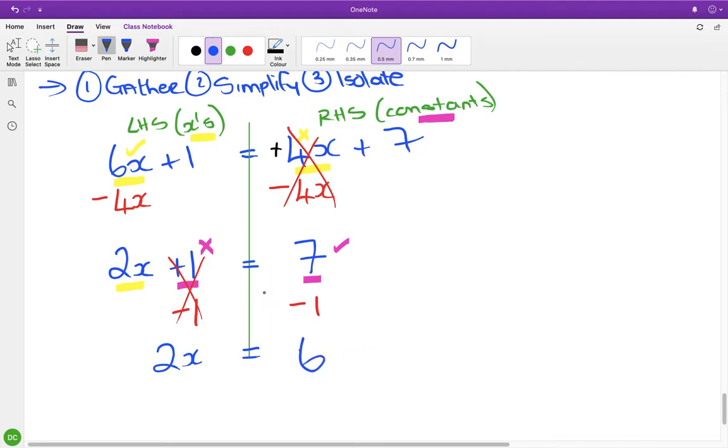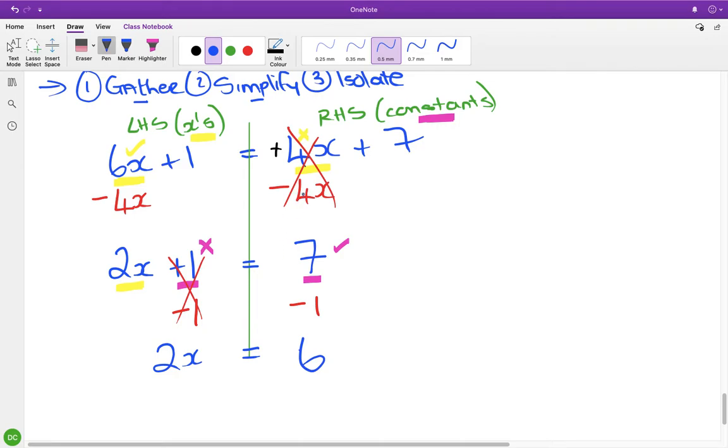Okay, so now I have tidied it up. I gathered my x's, my letters, to one side and I simplified. I gathered my constants to the other side and I simplified. So I have gathered and simplified. I just had to do it on the double. I had to do it for the letters and I had to do it for the constants. But it's fine. You just do one at a time.